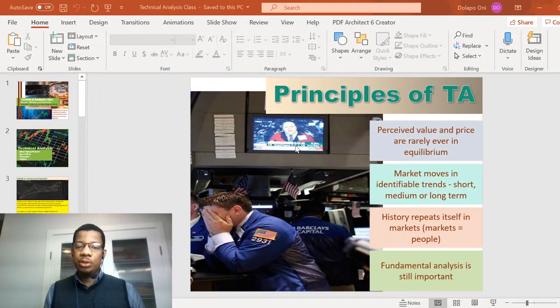Okay, the last principle, which is very important, is the fact that fundamental analysis remains important. So you must combine the two of them. Don't forget about that. If you are not someone who is in finance generally and you just still want to be a very good investor, what that means is that you should read research reports.